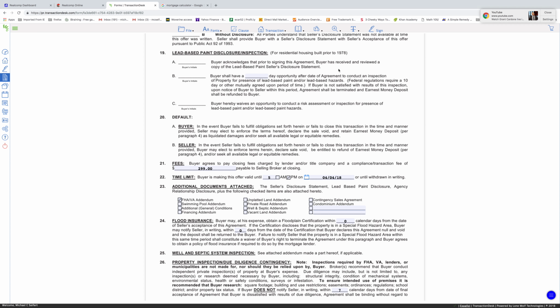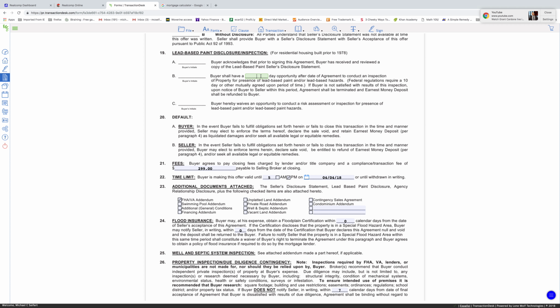Lead-based paint. Any house built prior to 1978 could contain lead-based paint. You're going to say that the buyer acknowledged there's a disclosure that's usually downloaded or filled out by the seller. It has to be available. If they want a 10-day opportunity to do a paint check to make sure that there's no lead-based paint inside the home, they can do that.